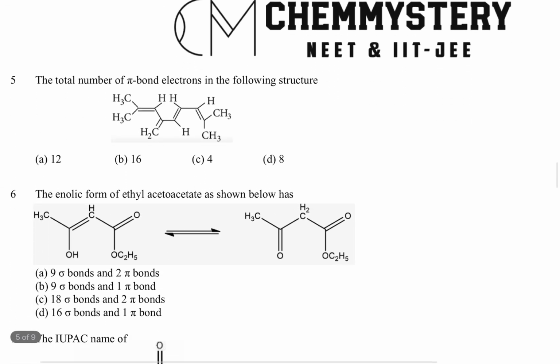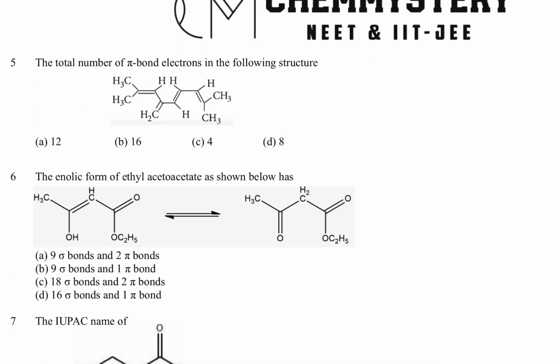Let's move to the next question. The total number of pi bond electrons in the following structure. So pi bond electrons we need to calculate. Let's see how many pi bonds are present. 1, 2, 3, 4. A total of 4 pi bonds are present. Each pi bond contains how many electrons? Any bond is made with 2 electrons. Few exceptions are there though, like banana bonds. But normally bonds are made with 2 electrons. So 4 pi bonds, 2 electrons each. How many pi bond electrons should be present? 8. So your option for the fifth one is D. 8 pi bond electrons should be present.